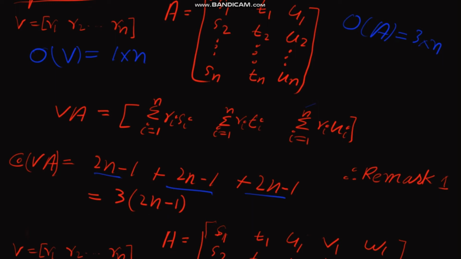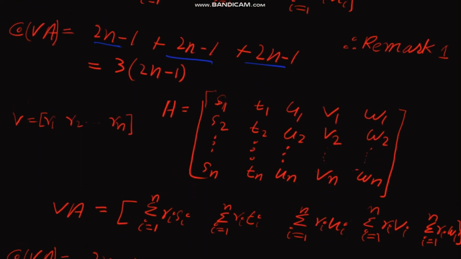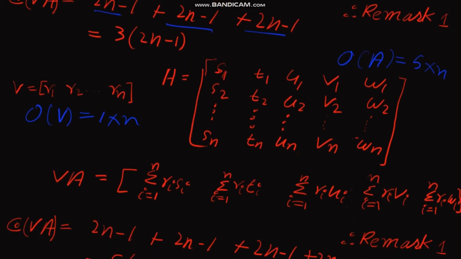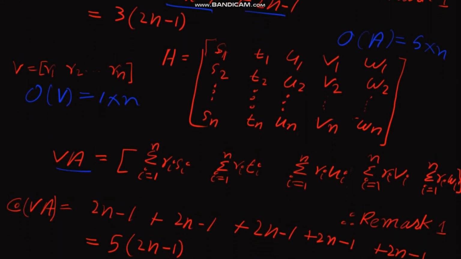Now let me give another example similar to this one. For example, if you have the same vector v1, v2 all the way up to vn, and this time I am taking the matrix A, whose order is, let me write the order first. The vector has 1 row and n columns, and the order of matrix A is 5 rows and n columns. Now when I multiply V by A, I get these 5 summations.